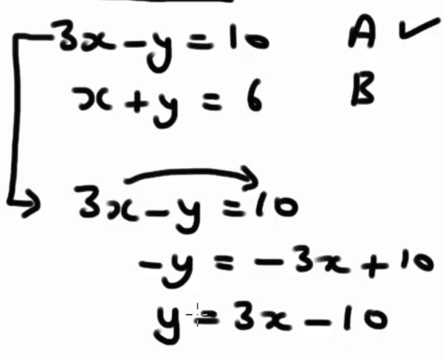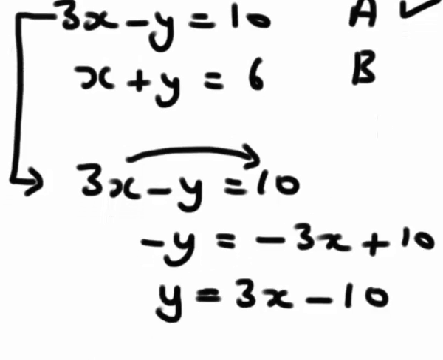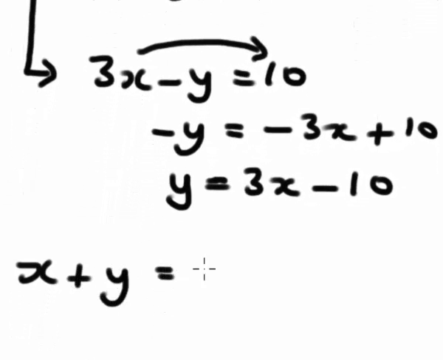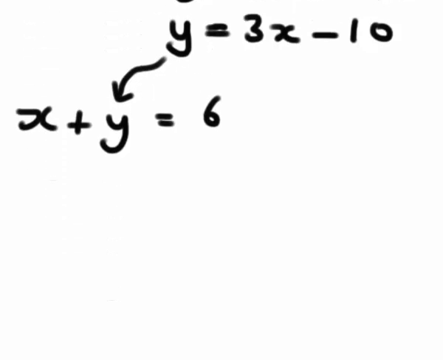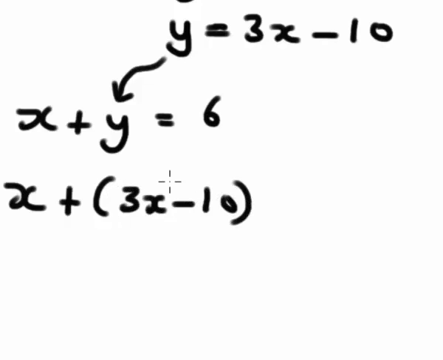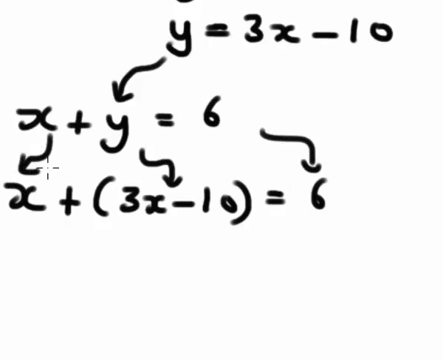Now once you've got that, you go to the other equation that you haven't used, equation B. You've got x plus y is equal to 6. Now, what do you know about y? y is going to be 3x minus 10. So you've got x plus 3x minus 10. That's got x in it, you see. Equals the 6. This is equation B. You're simply replacing the y value with 3x minus 10.